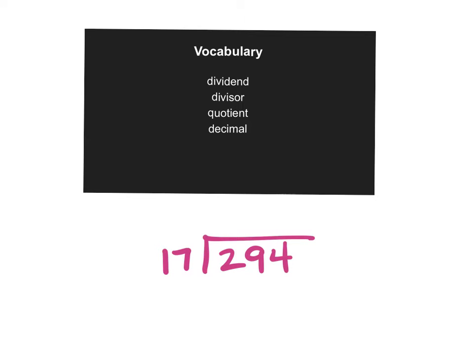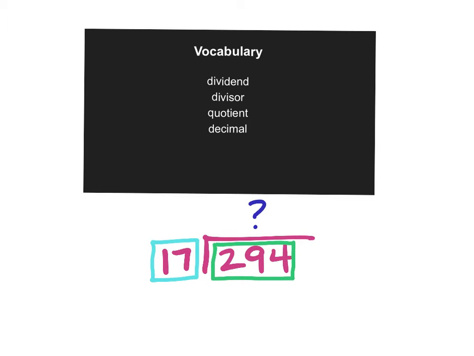The vocabulary terms that we need to remember are dividend. Remember, dividend is the number that is being divided up. Divisor is the number that is dividing into the dividend. Quotient is the answer that we'll get to our division problem. And then, of course, decimal represents a number that is part of a whole.